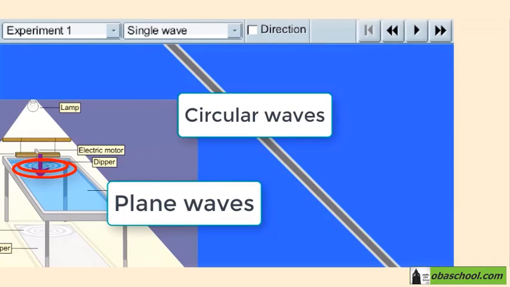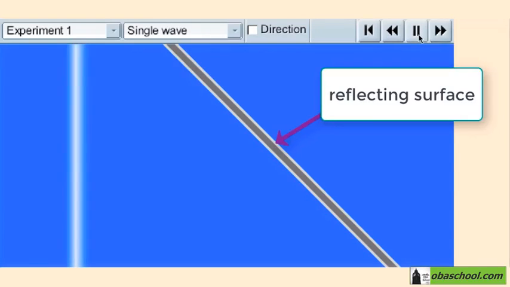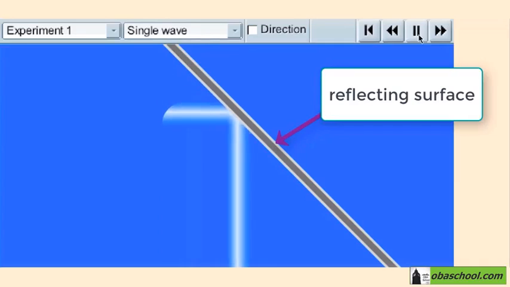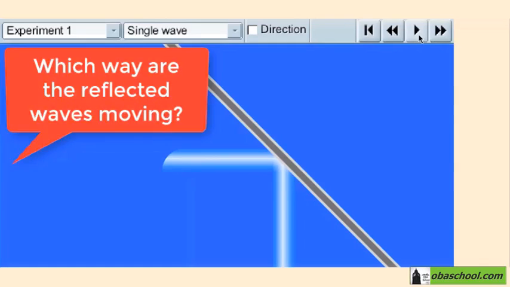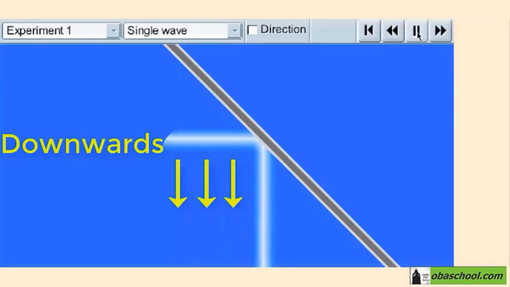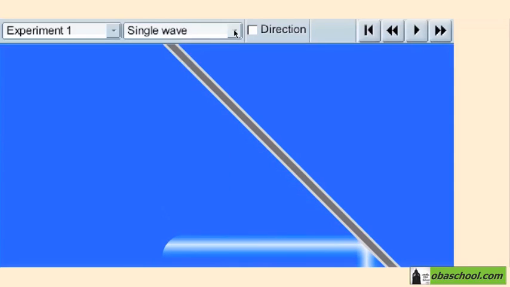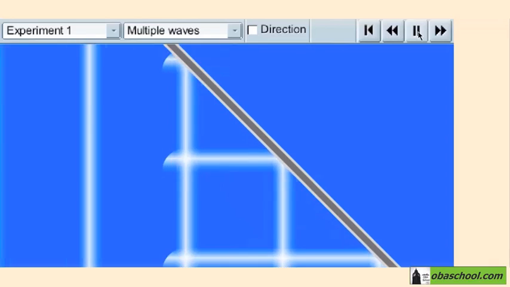Let us see what happens when the wave crests move and strike a reflecting surface that has been placed in water, such as in this case a metal strip. Think for a second. Which way are the reflected waves moving? Yes, the answer is downwards across the original wave. Now, let's select multiple waves. Notice how the top end of the wave folds and reflects downwards. The rest of the wave moves forward.